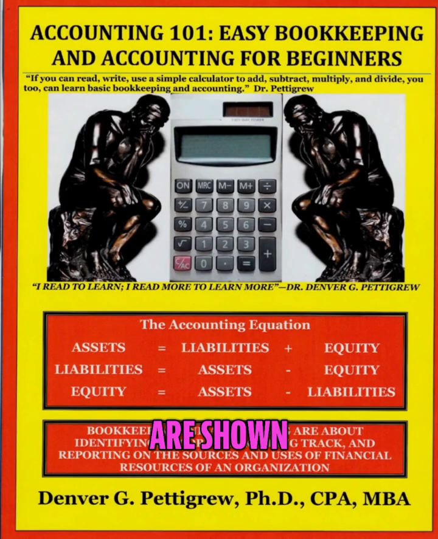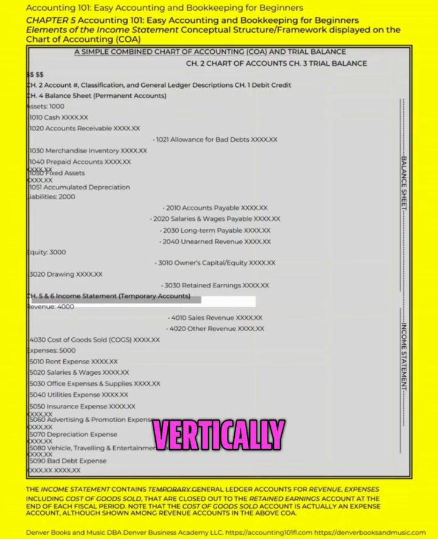Categories are shown usually vertically in the order of most significant to least significant, beginning with revenue accounts, cost of goods sold, gross profit, followed by sections showing operating and administrative expenses.